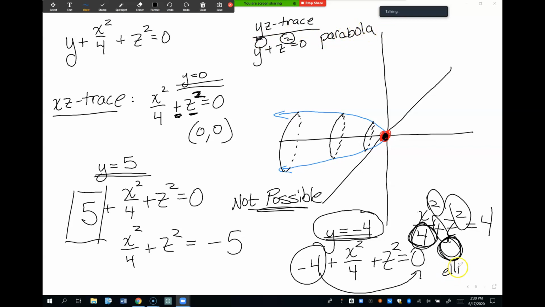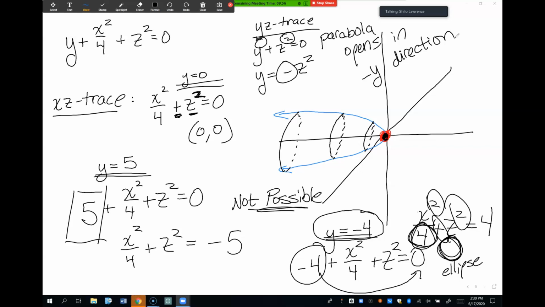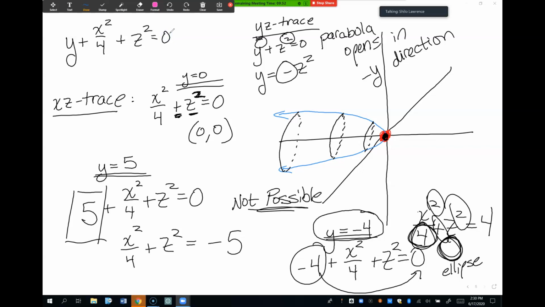And actually, let me write this down here. So with parabolas, we usually like them solved for the linear variable because then we can look at the coefficient and decide if it's opening in the positive or negative y direction. So this is a parabola that opens in the negative y direction because of that negative coefficient. So my YZ trace, which is the board, which is your computer screen, we've got another parabola opening in the negative direction.